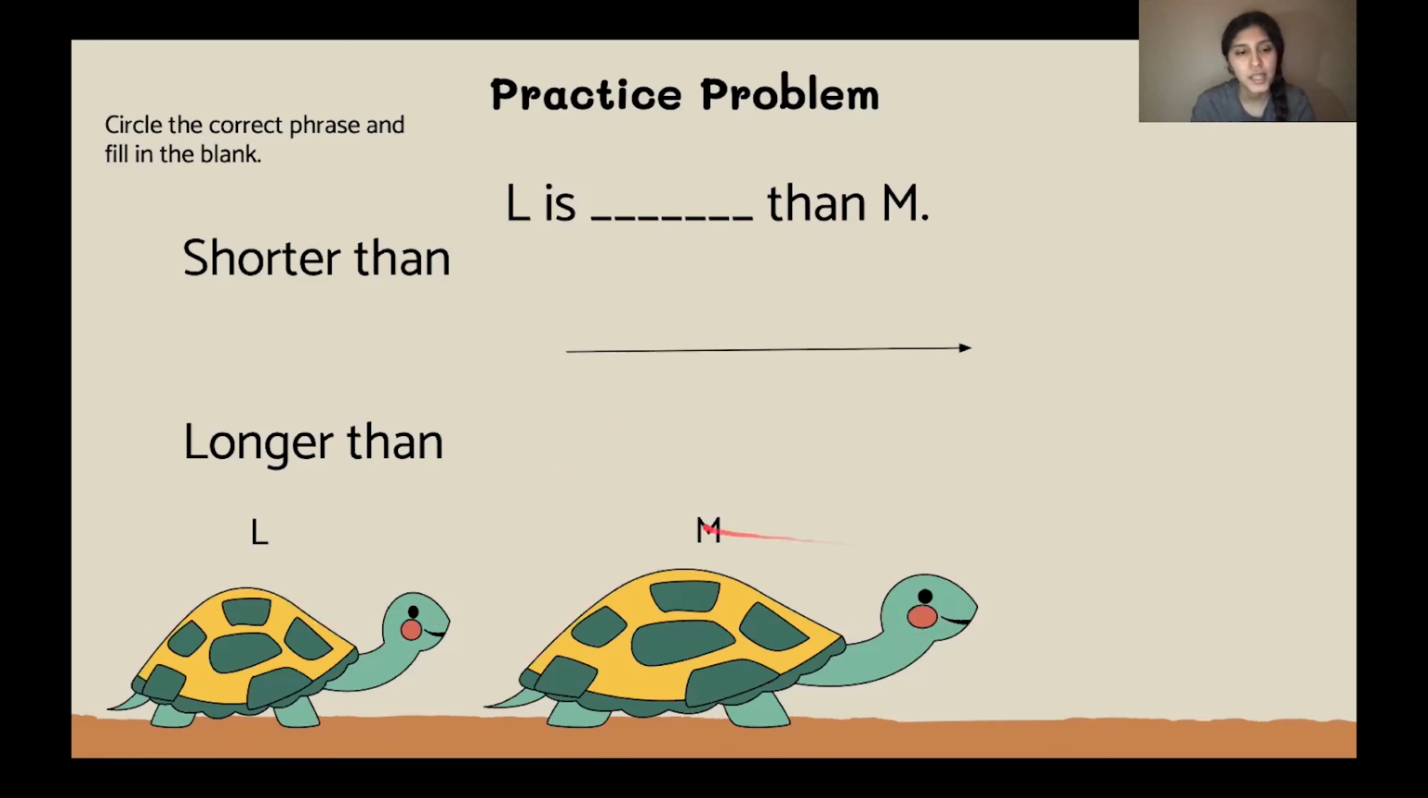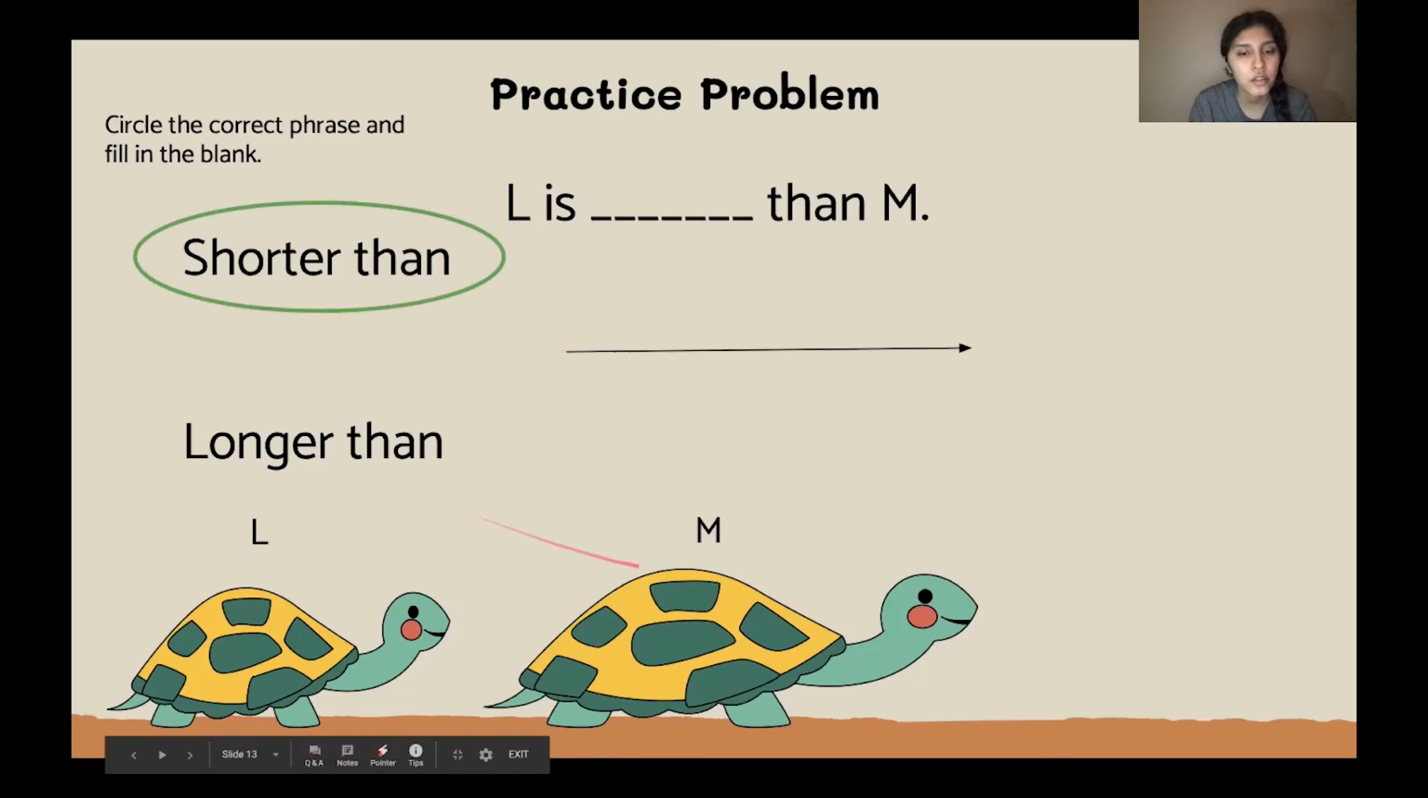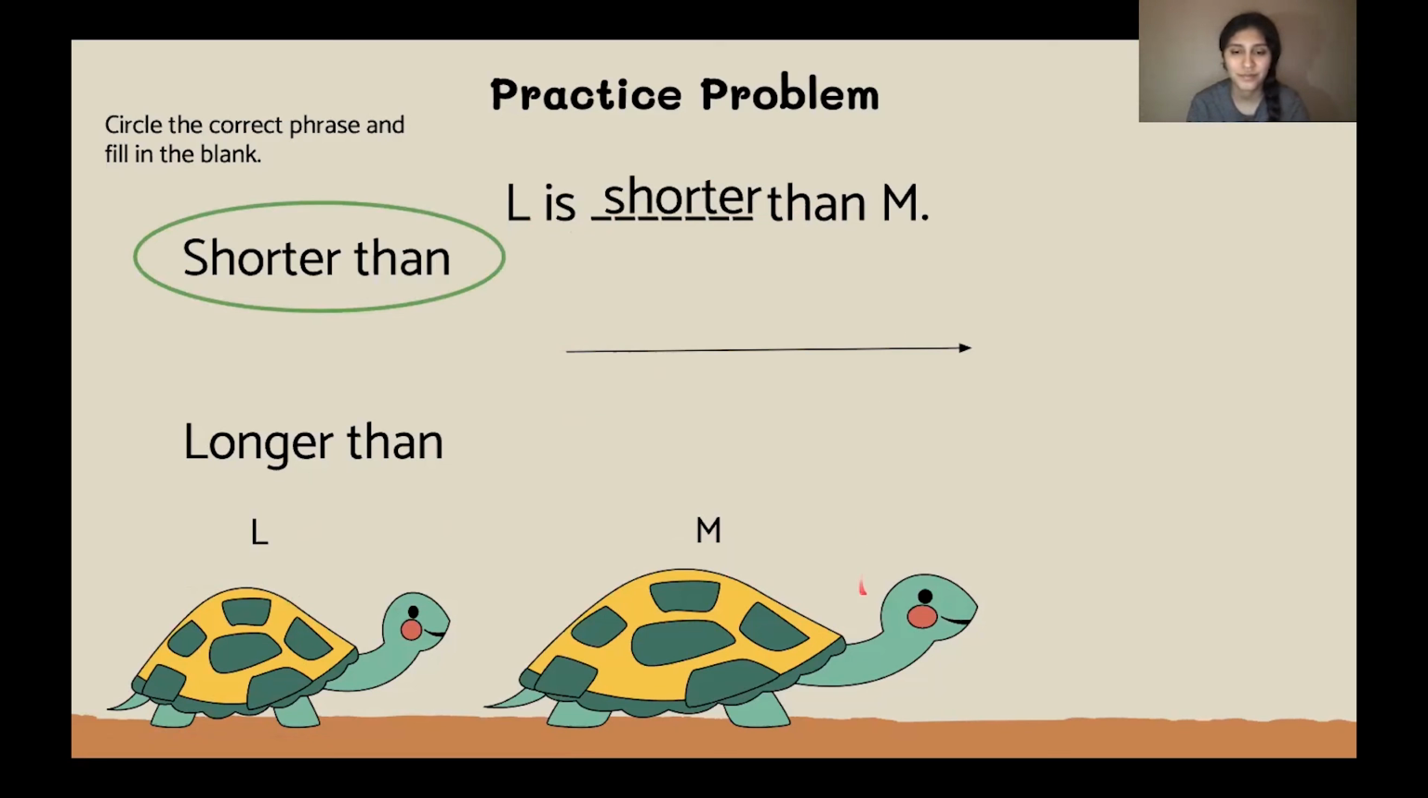Alrighty, so I can tell that this one starts around here and ends around here, and then M is a lot longer. M is just longer. So if M is the longer turtle, that means that turtle L is shorter than turtle M. So L is shorter than M.